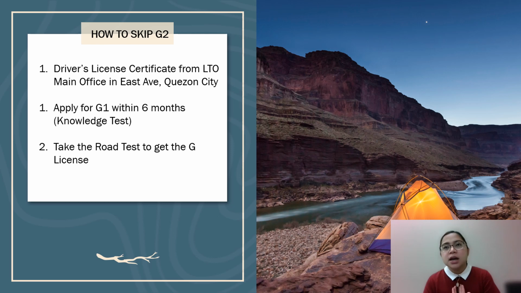In my case, I have a driver's license from the Philippines and I have been driving for more than 2 years. So I got my certificate from the LTO main office in East Ave in Quezon City, and then I applied for G1 within 6 months because that's the validity of my certificate. And after passing the eye test and the knowledge test, I took the G test right away. So I bypassed the G2 because of all the documents I submitted and because of my driving experience.